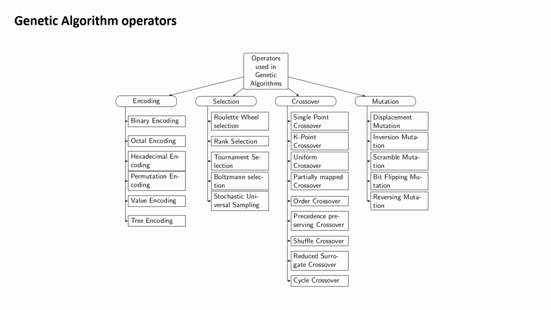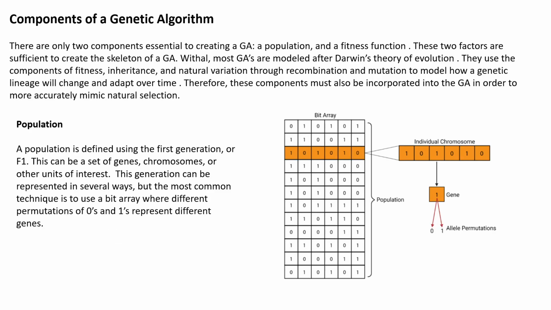Next, we come to genetic algorithm operators. So we saw in this slide here, this is basically a chromosome, a set of chromosomes making up a population. But what are these ones and zeros? These are basically binary encoding. So some solutions are encoded like this in ones and zeros.